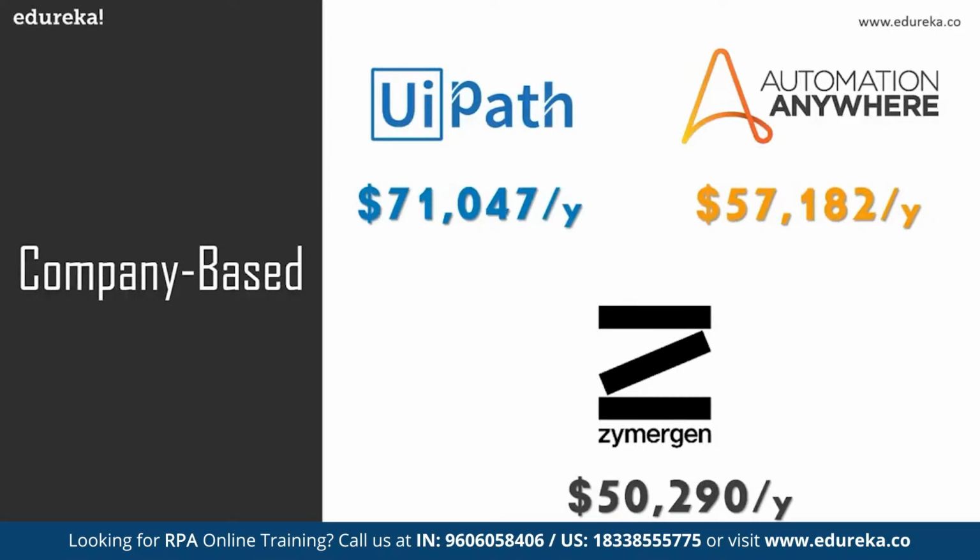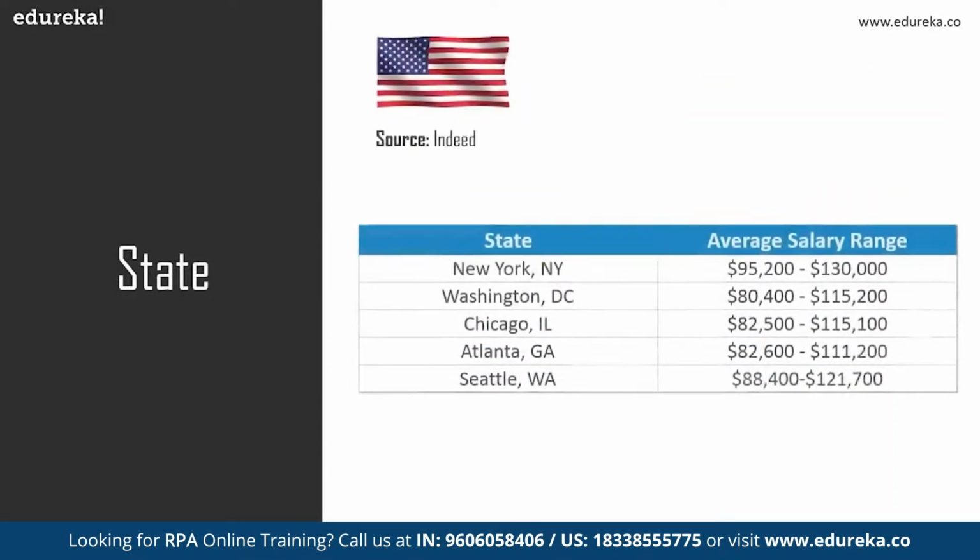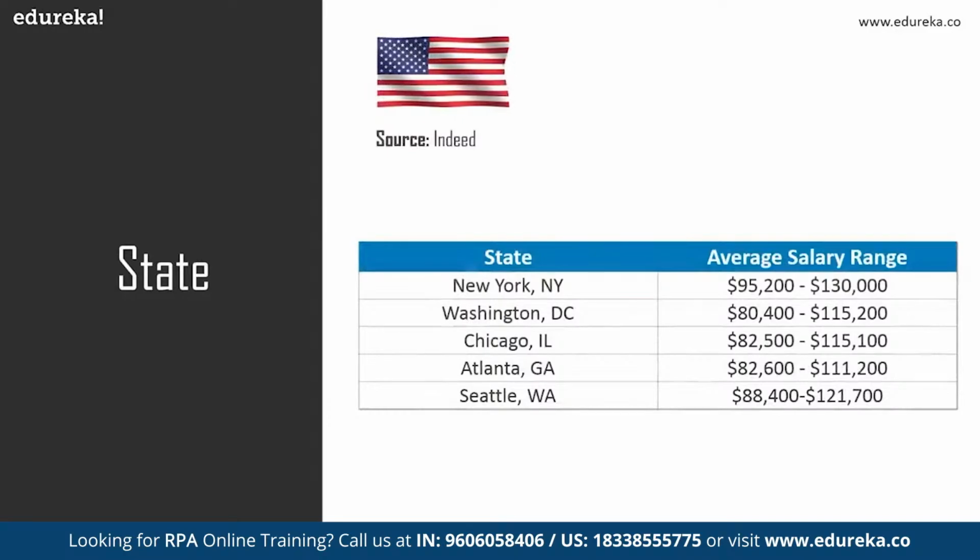Now let's move forward with the final one, that is the salary trend based on geographic locations. So what I've done is I've considered various states in United States and in India, right? So talking about United States first, according to Indeed.com, the average salary range for RPA developers in New York ranges around from $95,000 to $130,000. Similarly, in Washington, it ranges around $80,000 to $115,000.